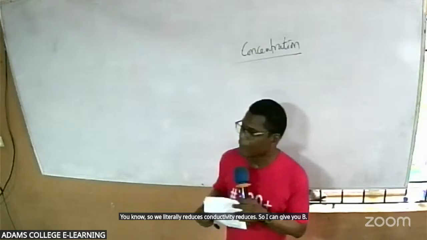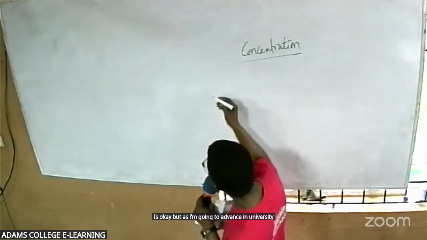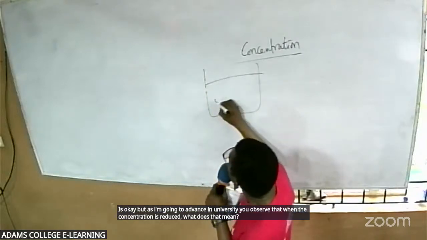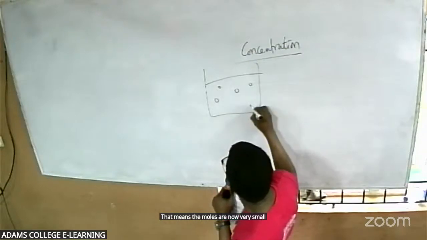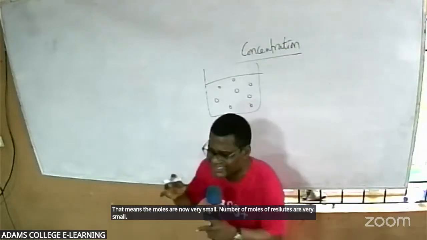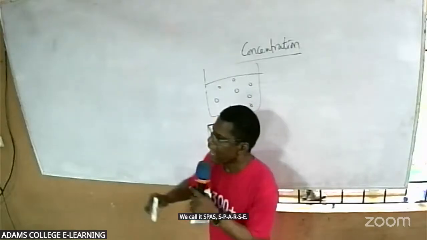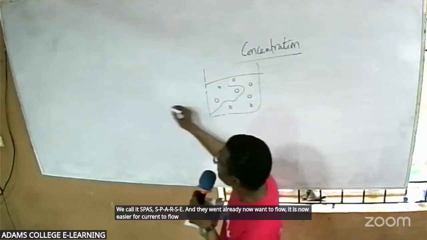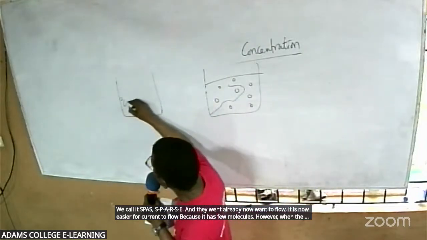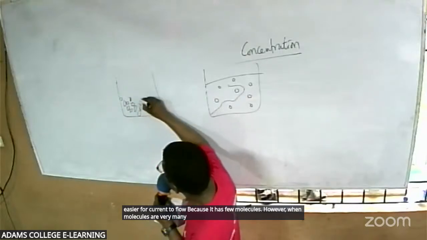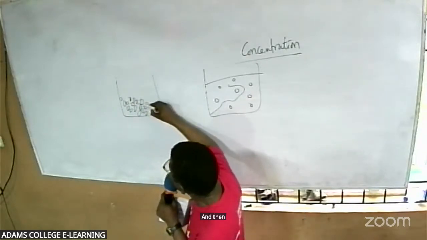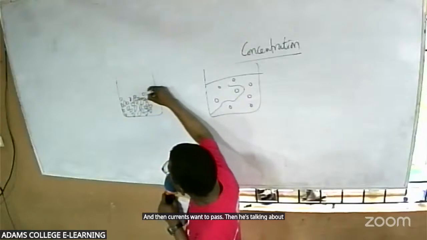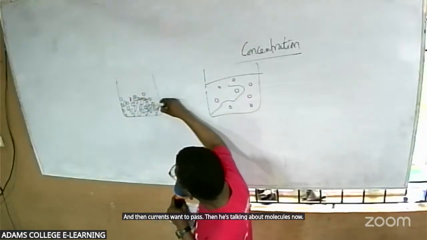It's okay. But as we go advanced in university, you will observe that when the concentration is reduced, that means the number of moles of the solute is very small. We call it sparse, S-P-A-R-S-E. And when current wants to flow, it is easier for current to flow because there are few molecules. However, when the molecules are very many and current wants to pass, you know, this is talking about molecular theory now. But for your level, you can just mark it like that.